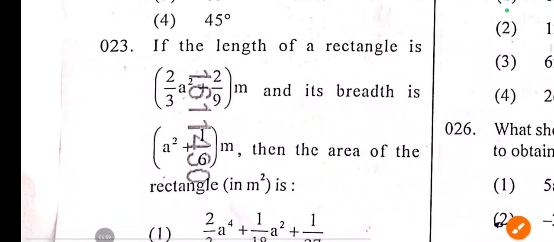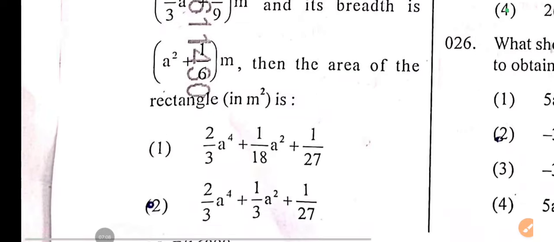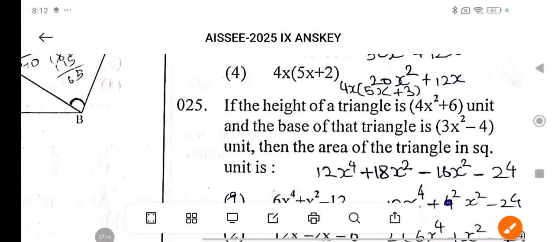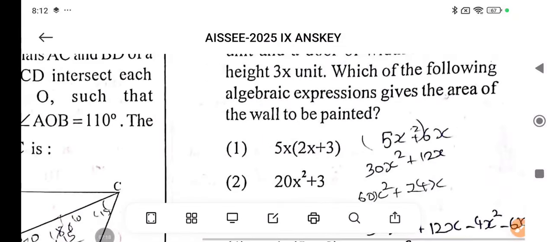Question 23. If the length of a rectangle is 2/3 a square plus 2/9 meter and its breadth is a square plus 1/6 meter, then the area of the rectangle in meter square is option 2, 2/3 a power 4 plus 1/3 a square plus 1/27.